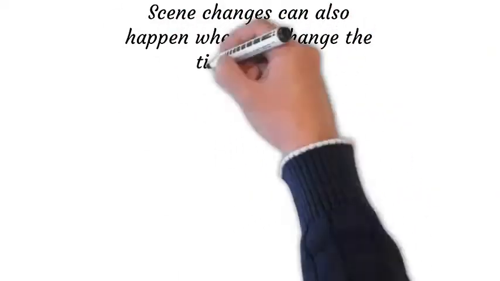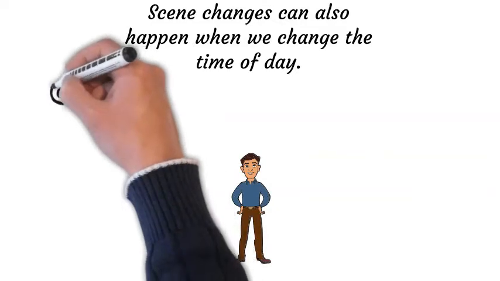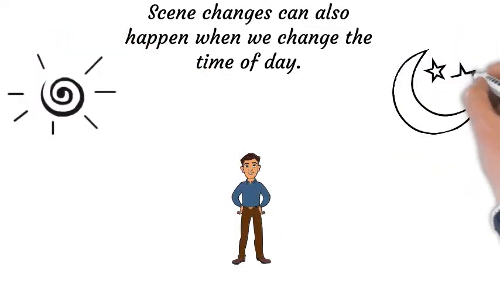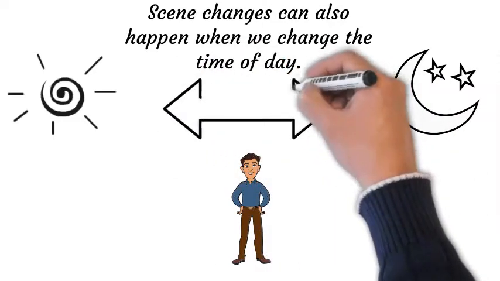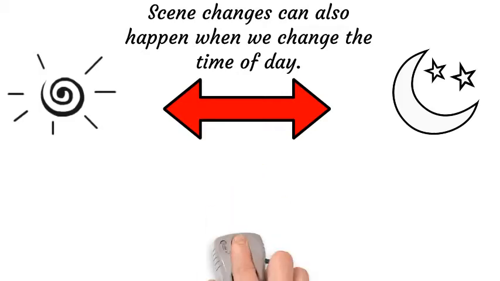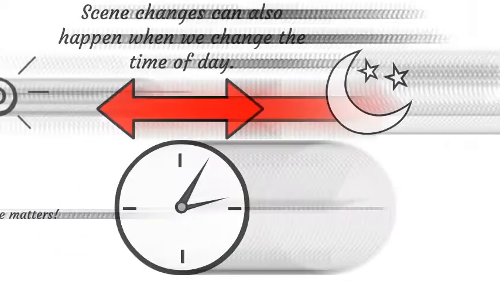Sometimes scene changes can also happen when we're changing the time of day. So maybe Percy is in the daytime at first, and then it says later that evening, and it changes to the nighttime. So that's another type of scene change. Time matters also when we're looking at scene changes.